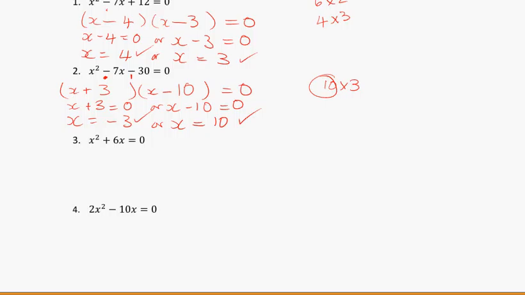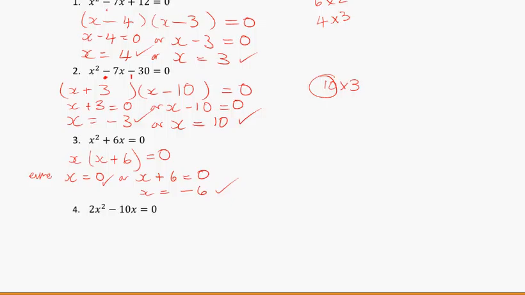I notice there's no constant term, and so it is a single bracket, factorising. Okay, either x is equal to 0, my first expression, or x plus 6 is equal to 0. So there's our one solution, or x equals negative 6.